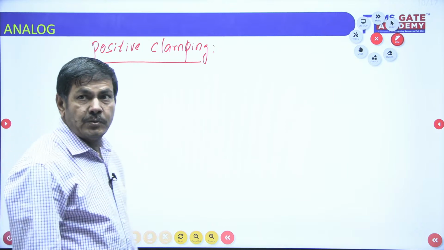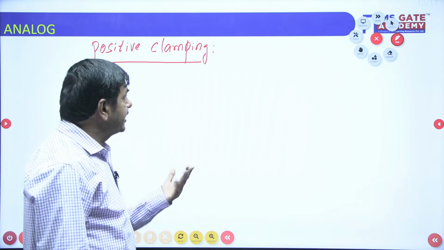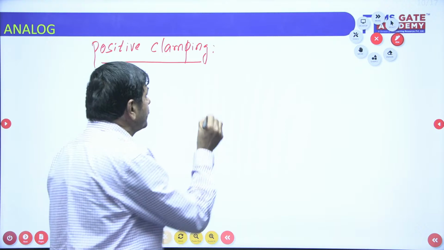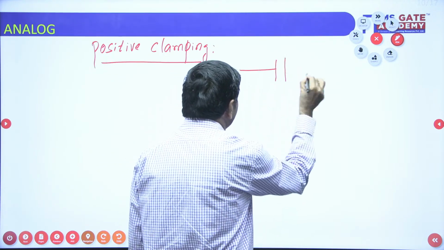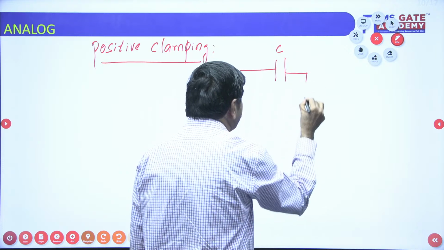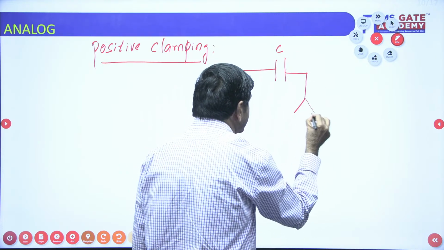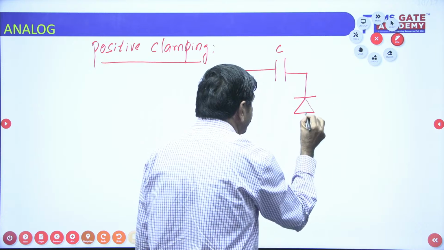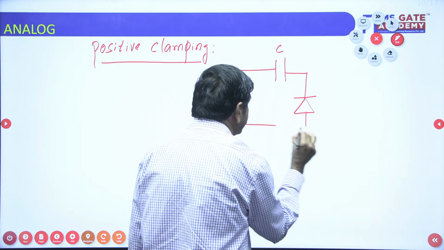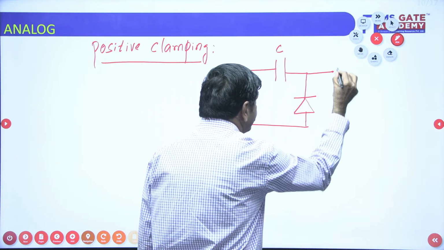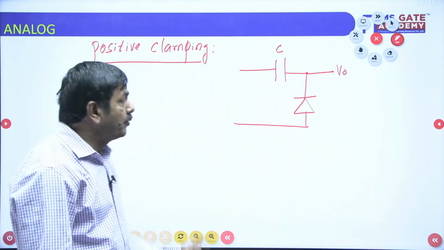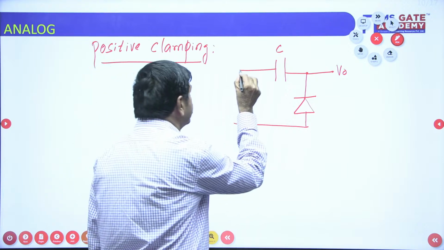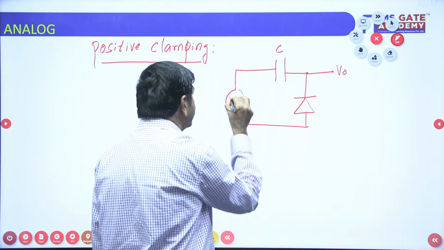When you want to get the negative clamping, I said initially we are getting the positive pulse only. Now please watch here. There is a capacitor, but I connected an ideal diode in the reverse direction like this. I wish to get V0 across these two terminals. The input given in the network is Vi.